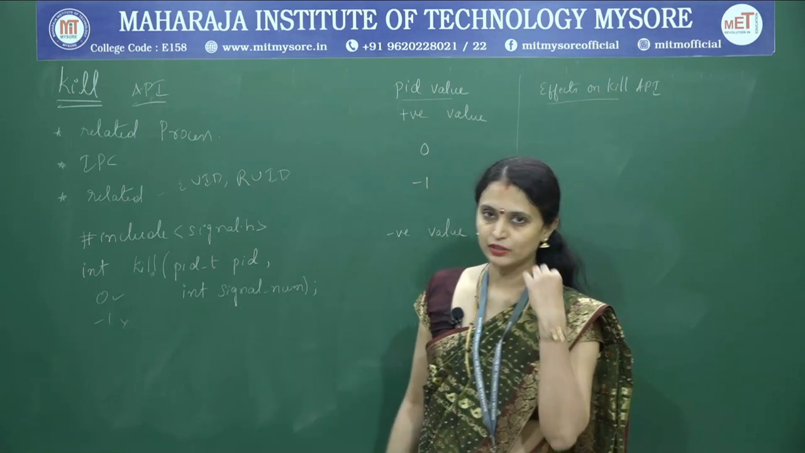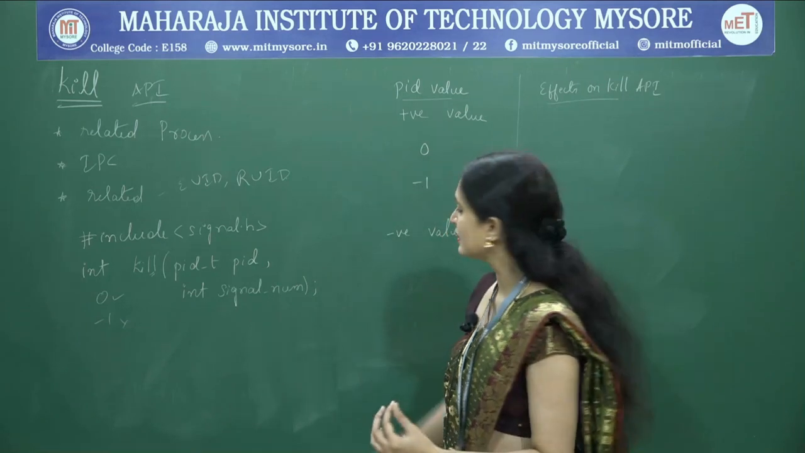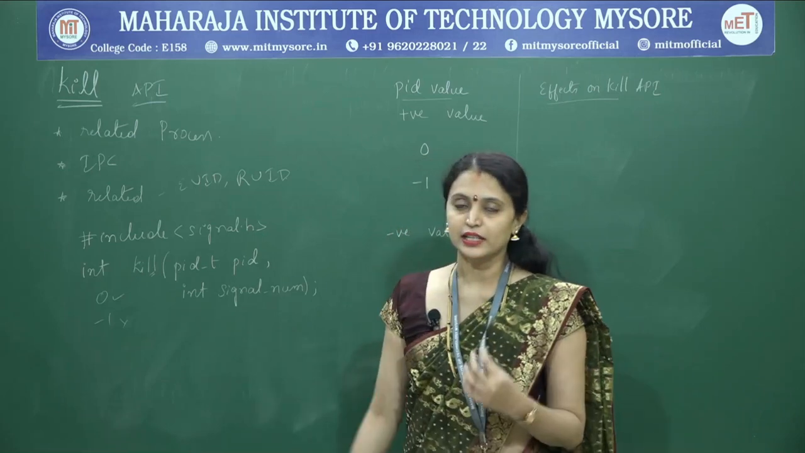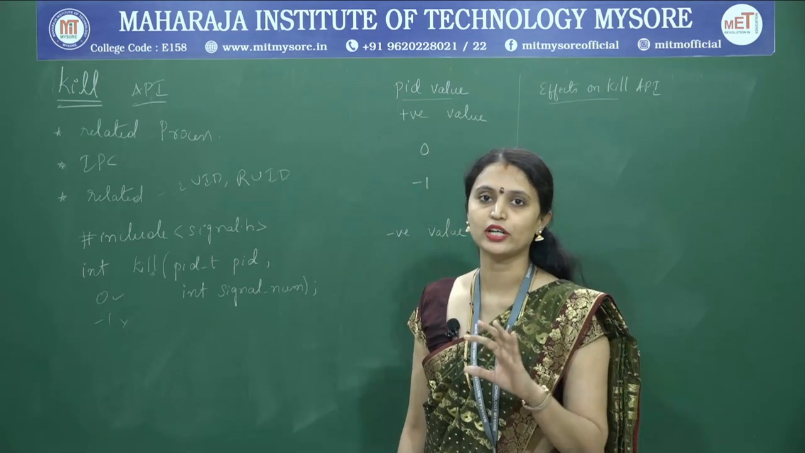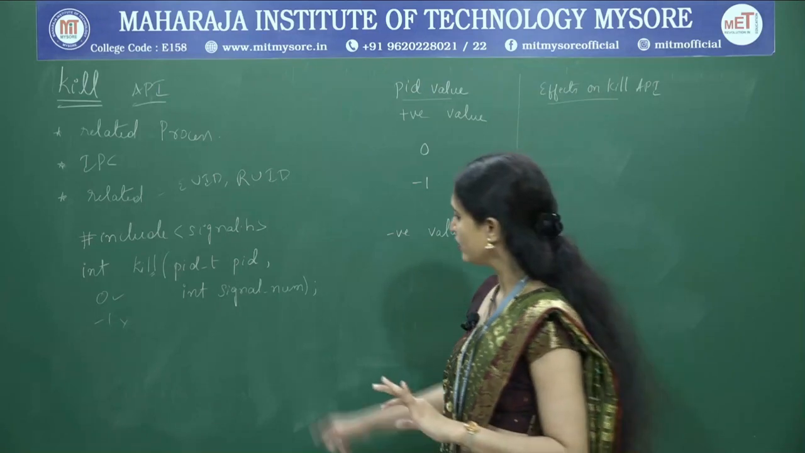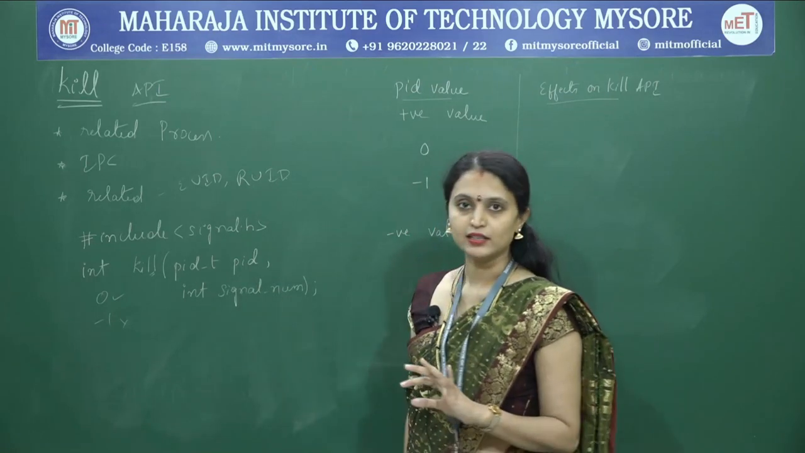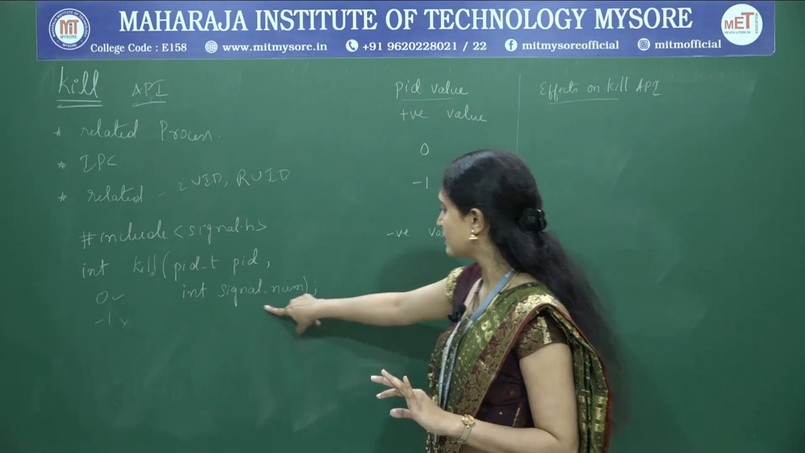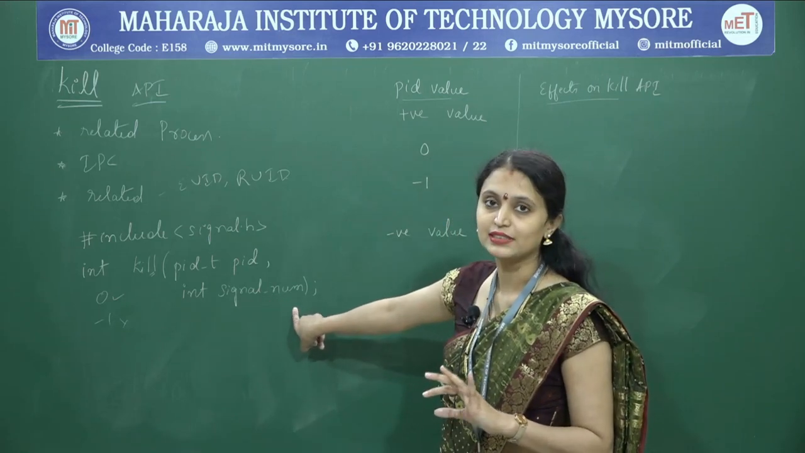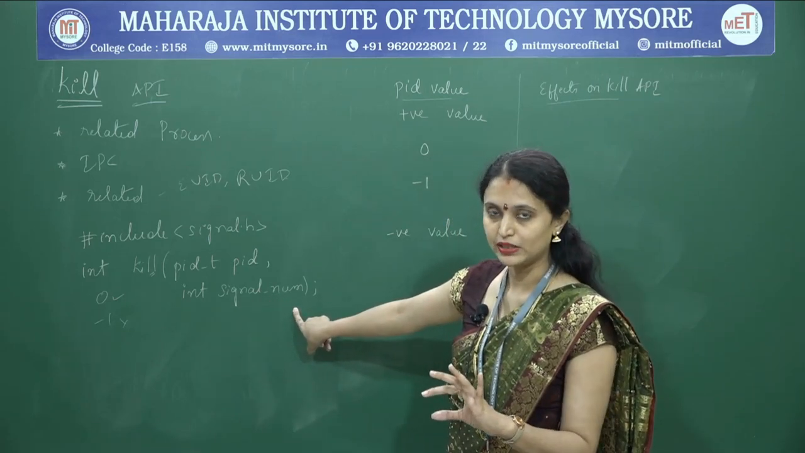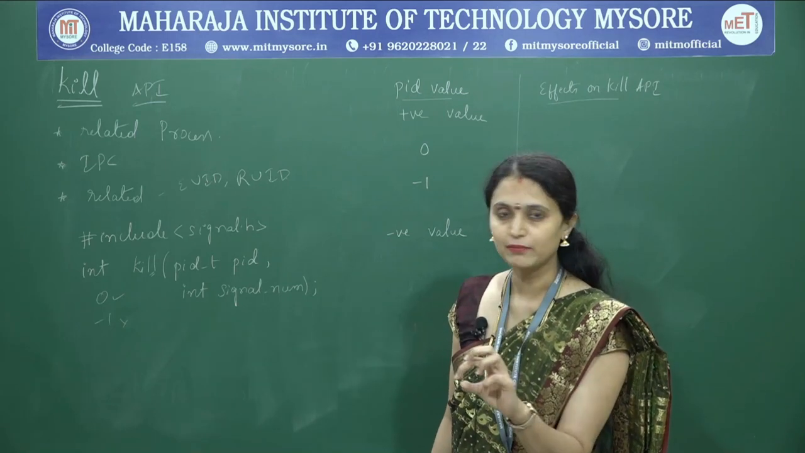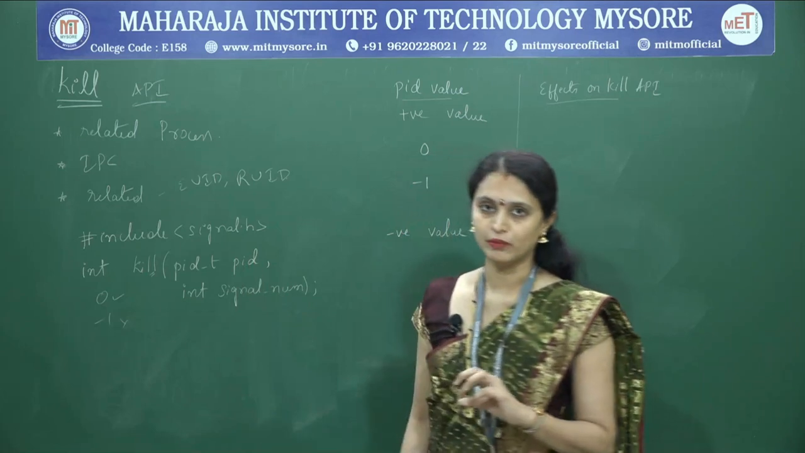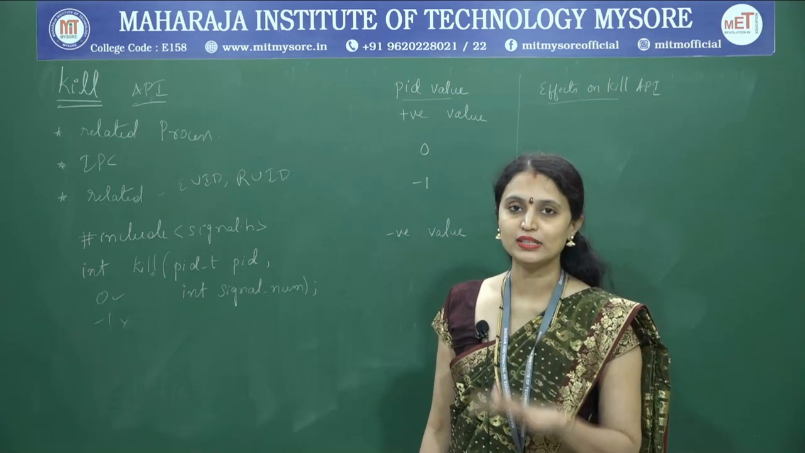So actually, in the first class itself I have told you that signal num is nothing but the integer flag for each of the signals that are available under the signal.h header file, right? So signal num is the signal that has to be sent to the process that is identified by the PID argument. Okay, I will repeat once again.